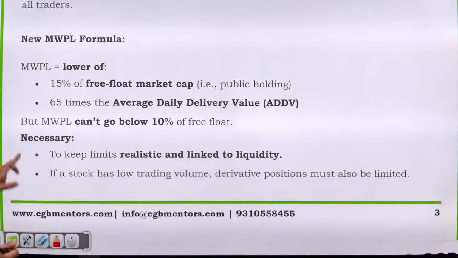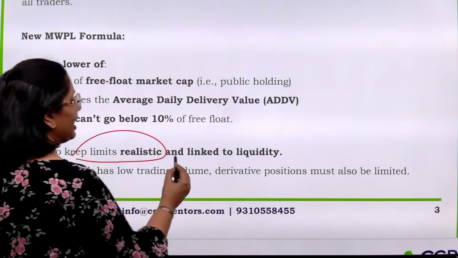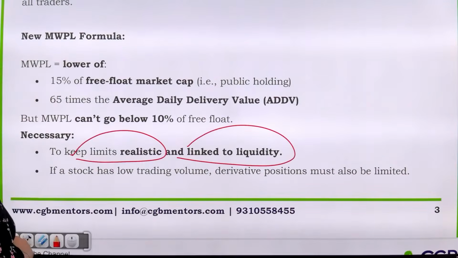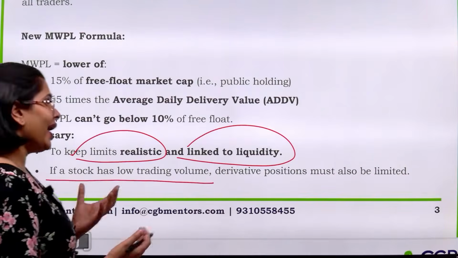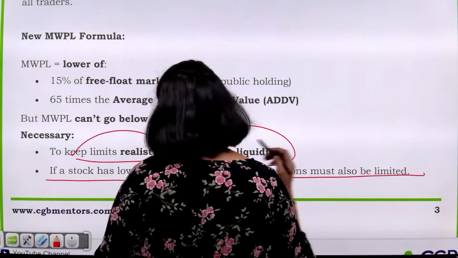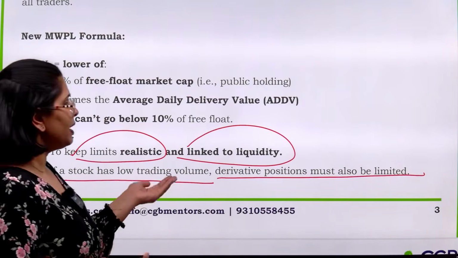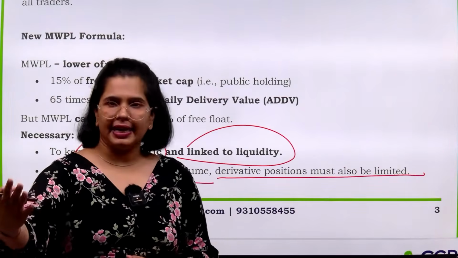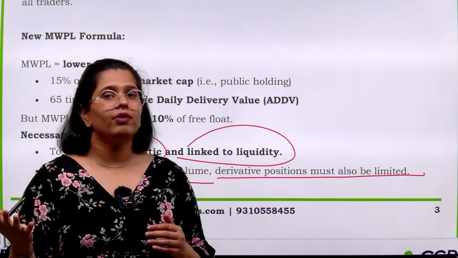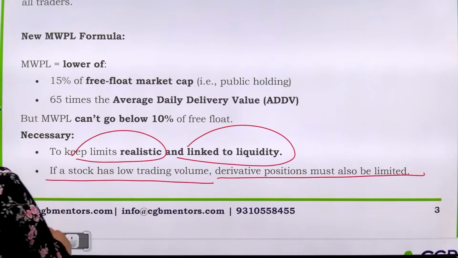See, why was it necessary? To keep the limits realistic and linked to liquidity. If a stock is not trading too much, why should we allow so many derivative contracts for that stock? ठीक है, अगर एक स्टॉक अच्छे से ट्रेड ही नहीं कर रहा है तो उस पर हम ज्यादा स्पेक्यूलेशन क्यों होने दें? ठीक है, जितनी जिसकी ट्रेडिंग होगी, as per that we will also allow the derivative contract. So here they have imposed a new limit.